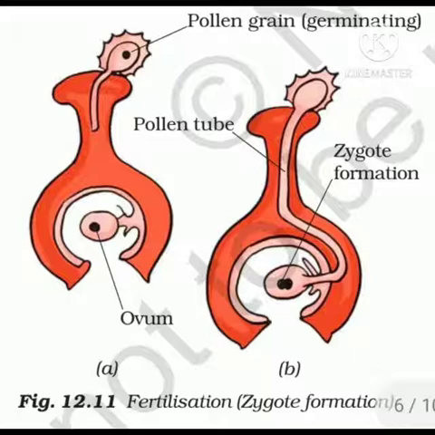Fertilization is the fusion of male gametes, that is pollen, with the female gametes, that is ovum, in the ovules. So fertilization is the fusion of male and female gametes. Let's study how it occurs.